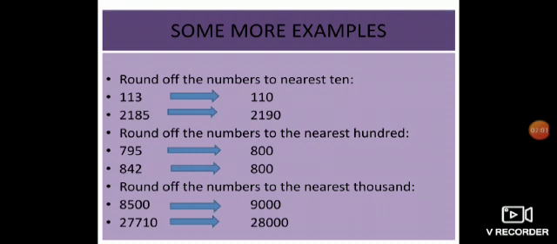Next, round off to the nearest 1000. 8500. It lies halfway between 8000 and 9000, so it is rounded off to 9000. The last number is 27710. It is rounded off to 28,000 as it lies between 27,000 and 28,000, but it is closer to 28,000.